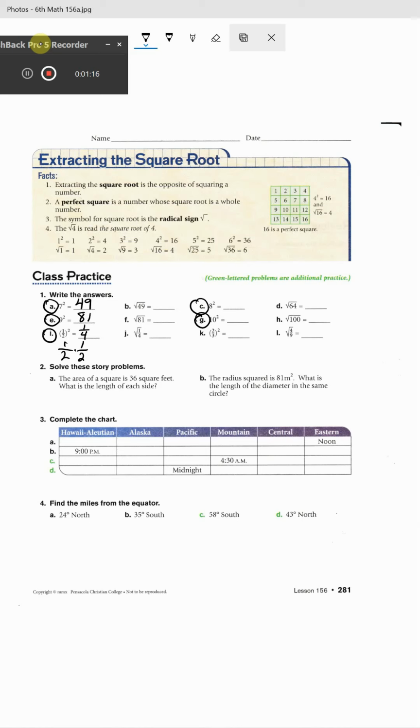8 times 8. 10 times 10. All right, so that's the squares of all those numbers. The square root is what we're talking about today. The square root is the opposite of squaring.